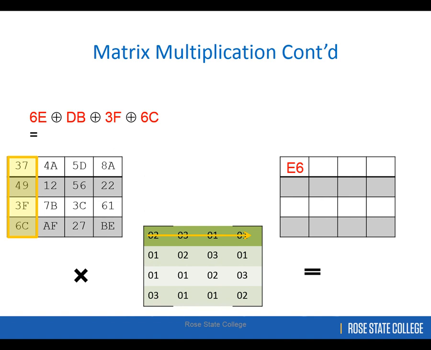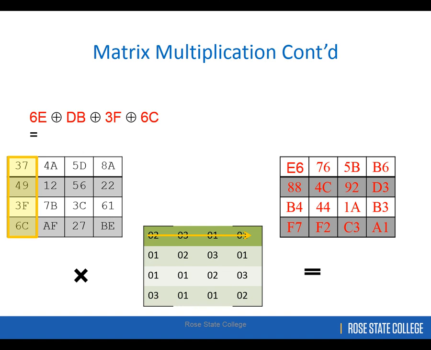So what will we do to get the second number? Multiply all of that by the second row. So 37 times 01, 49 times 02, 3F times 03, and 6C times 01, correct? Okay. That's going to give us all of them. We're not walking through each one. But there's going to be some times where you have issues.